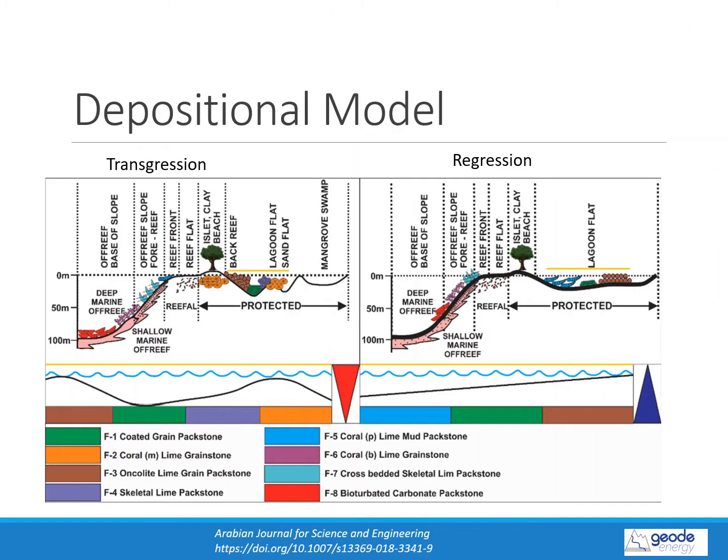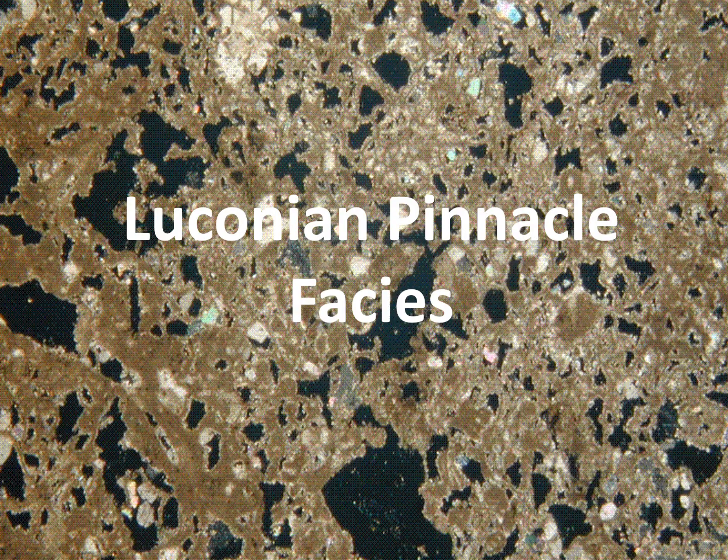The depositional model switches from transgressive to regressive, with the transgressive regime flooding more of the back reef and having more massive coral reefs on the reef crest, whereas during the regressive period there is a reduced back reef and exposed reef crest. Using this information, we can now look at the Luconia pinnacle facies.